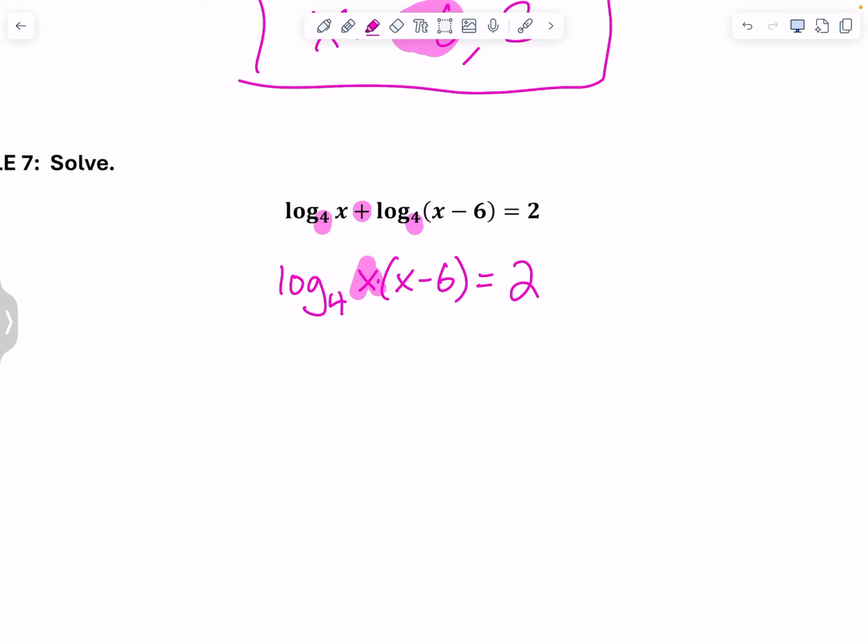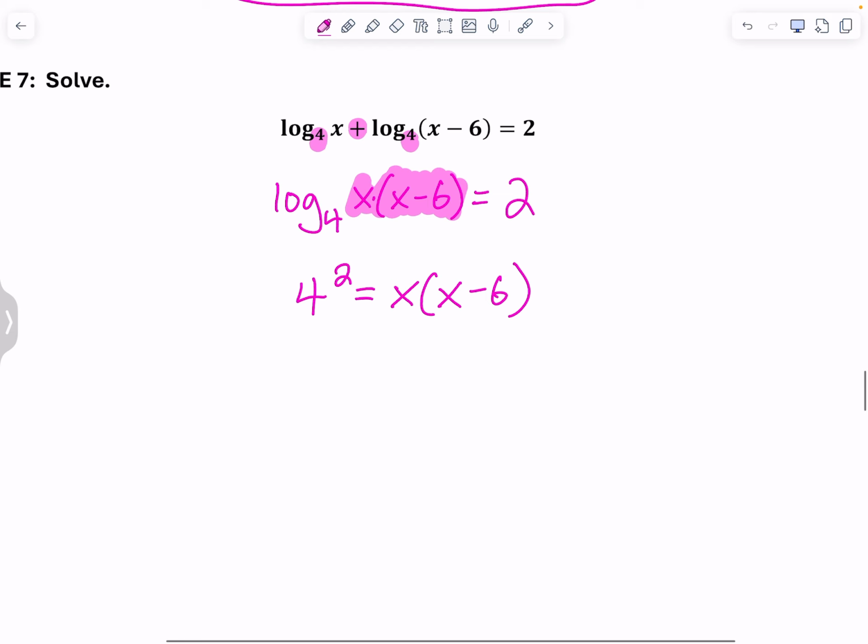Don't let this trip you up. That's its own thing. What is it? 4, 2, and then all that. Don't let all that inside what I highlighted bother you. It's one term. We got rid of the log. Now it's just going to be a quadratic.